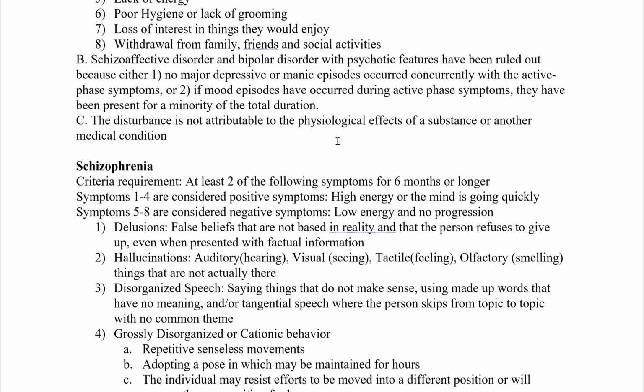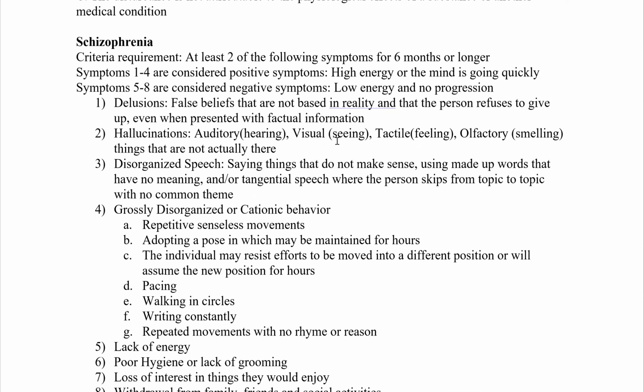And then the last level of the schizophrenia spectrum is schizophrenia. If you think about it, brief psychotic disorder was 30 days or less. Schizophreniform was 30 days or more, yet less than 6 months. So the top end of the spectrum would be 6 months or longer. The criteria requirement is the same as schizophreniform. They have to have at least 2 of the following symptoms for 6 months or longer. So schizophreniform and schizophrenia are the exact same, with the main difference being the length of time.